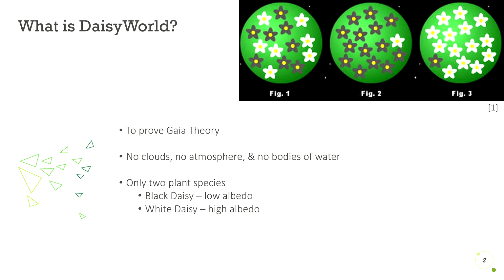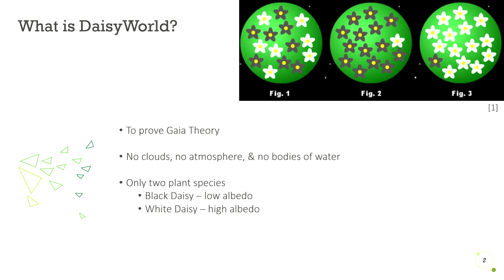DaisyWorld was initially created by James Lovelock, a renowned scientist. DaisyWorld was a tool for him to prove his theory called Gaia. The Gaia theory essentially states that the Earth is one big organism and all the species within have a collective understanding of self-regulation to preserve life.